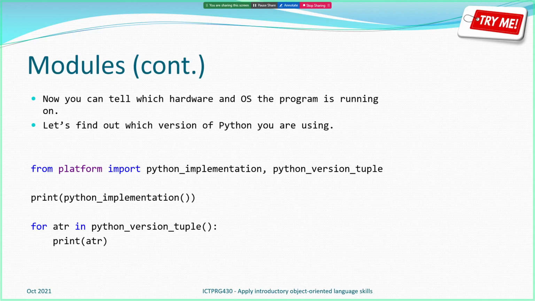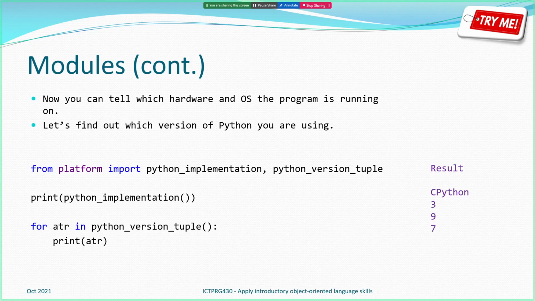So this is how you bring in the Python implementation and the version attributes. So depending on which one you're running, so you can see here we're running the CPython now. That tells you which type of Python you're running. Alright, and then the version and the patches.